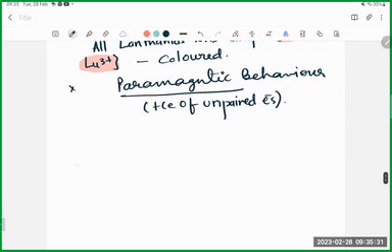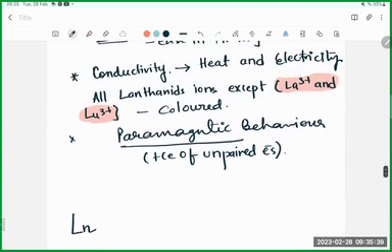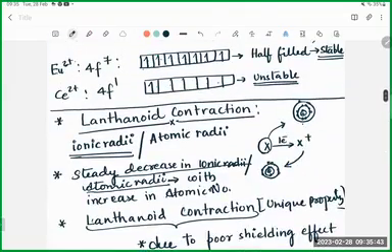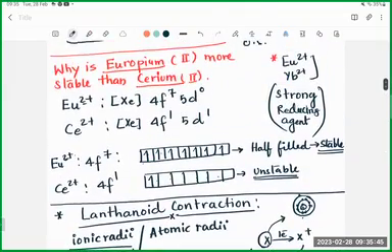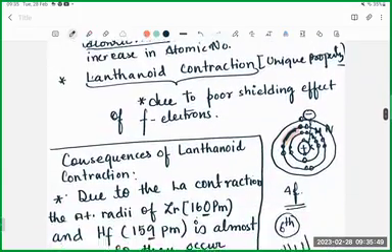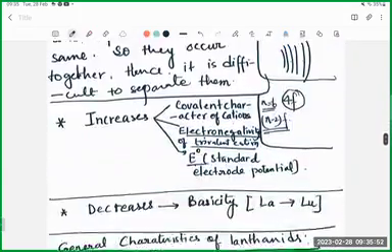The lanthanoid I am representing by the symbol Ln. As I said, the whole group can be represented by Ln. There are two spellings I am writing. Can you see? One I wrote with lanthanide and another with lanthanoid. Did you understand?